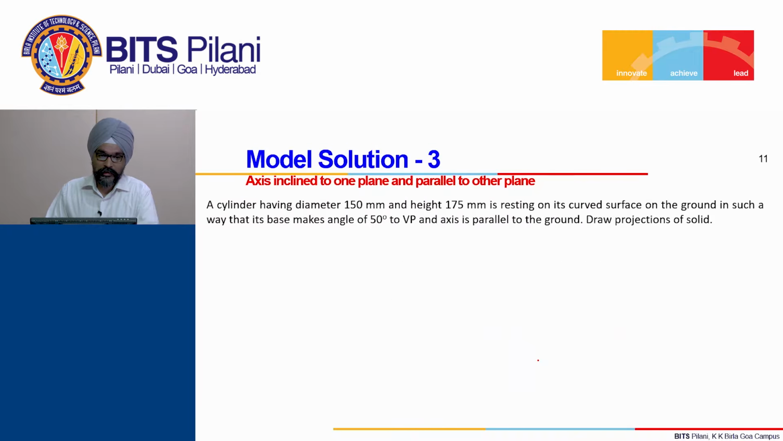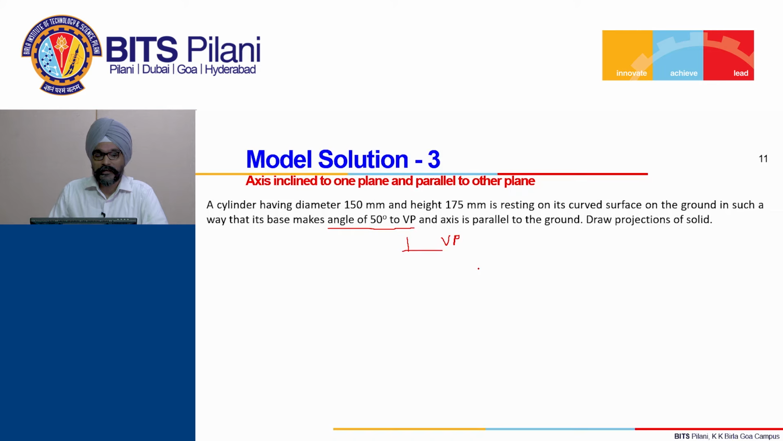Now we take another model solution, where we take the case of a cylinder. A cylinder having 150 mm diameter and 175 mm height is resting on its curved surface on the ground in such a way that its base makes an angle of 50 degrees to VP. Now the inclination is with the VP. You note this point. Here the inclination is not with the ground. In the previous two problems it was inclined to the ground. So here it is inclined to VP. That means we need to take it as perpendicular to VP in the initial position.